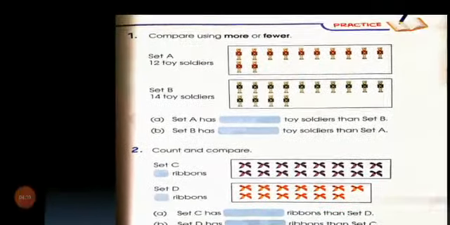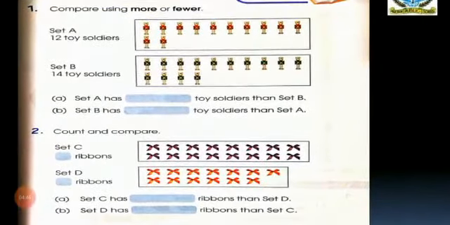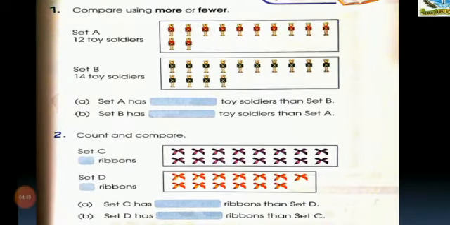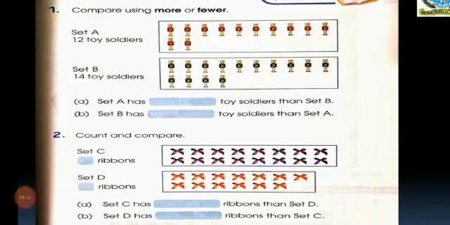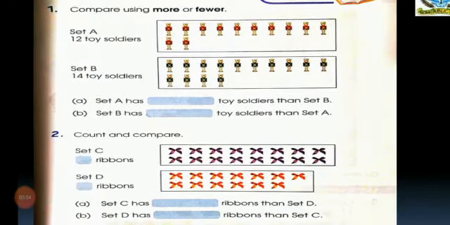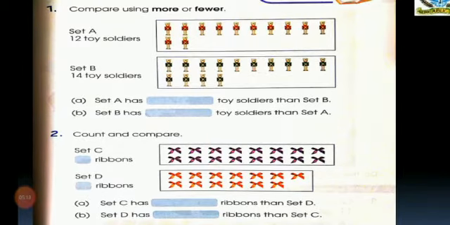Now look here. Comparing using more or fewer. 12 toy soldiers are there in set A and 14 toy soldiers are there in set B. Set A has dash toy soldiers than set B. So we have to write more or fewer. Set A has 12 soldiers and set B has 14 toy soldiers. Which one is the smaller number and which one is the bigger number?